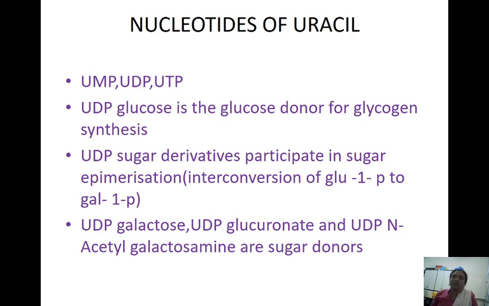Now here UDP sugar derivatives participate in sugar epimerization. So that means they help in the interconversion of glucose 1-phosphate to galactose 1-phosphate. And the next ones, UDP galactose, UDP glucuronic acid and UDP N-acetyl galactosamine, are the sugar donors. So sugars mainly attached to nucleotides form the active sugars, and they may act as sugar donors. Examples are UDP glucose, UDP galactose, UDP glucuronic acid and UDP N-acetyl galactosamine.